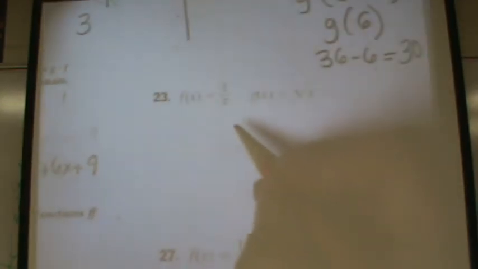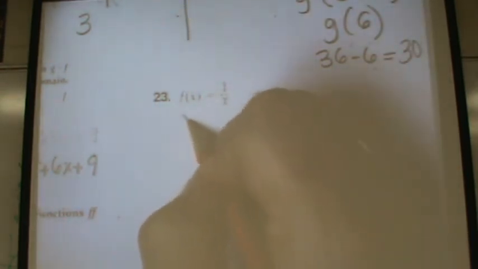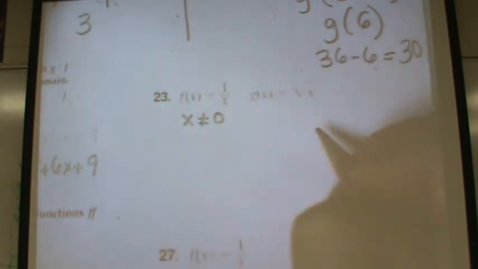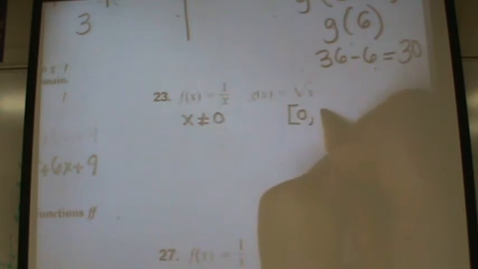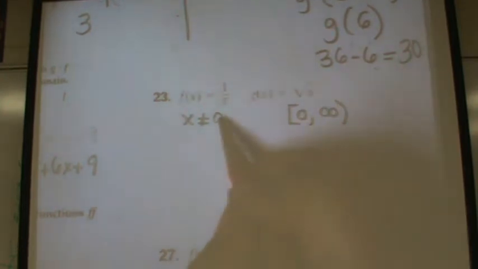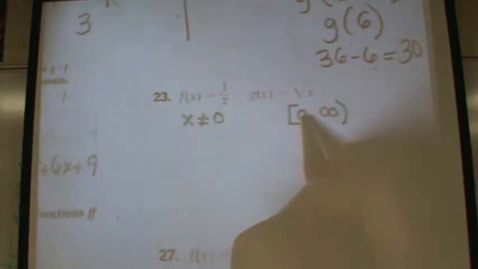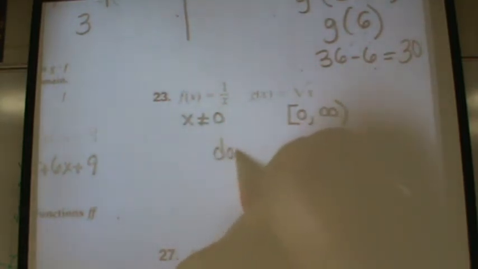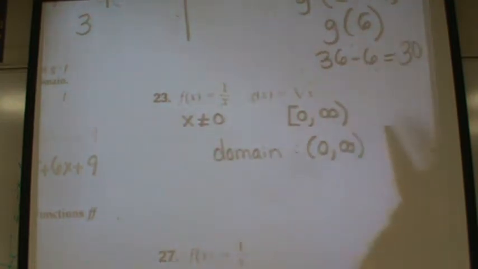Before we do the composition, let's talk about the domain of this. The domain of this is x cannot be 0, all real numbers. For this one, the domain is, well, it can be 0, square root of 0, so 0 to infinity. So you're going to look for where these two intersect. So the intersection, since it can't be 0, the domain is going to be from 0 to infinity. That's what the domain is of the composition.